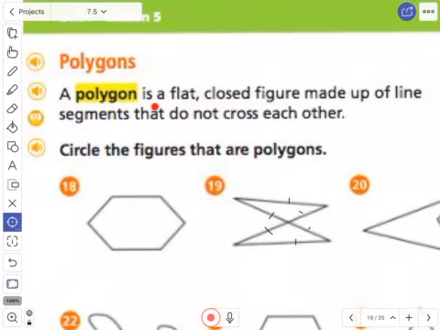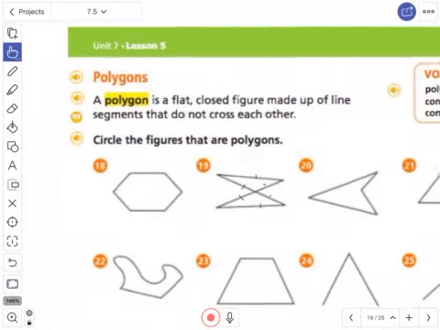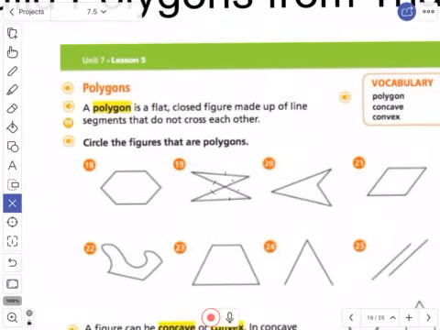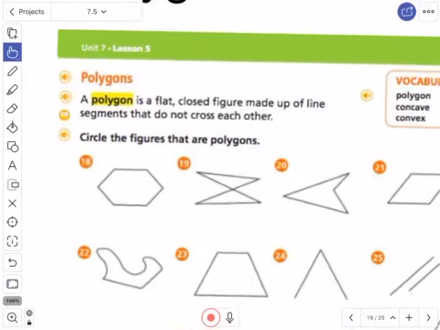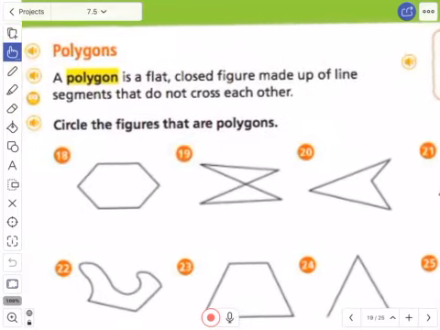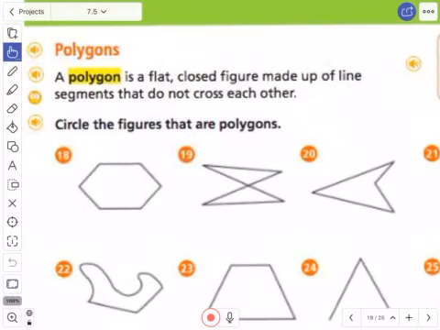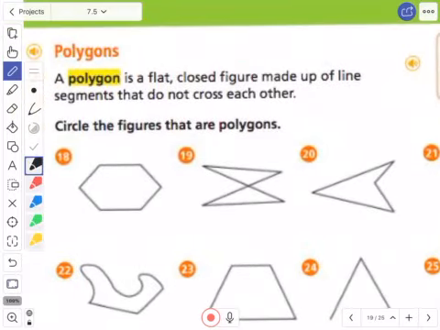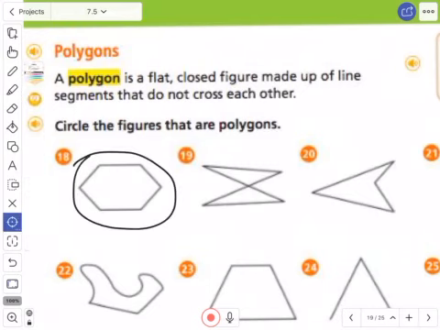Okay, so the first part we're going to be looking at is a polygon. A polygon is a flat, closed figure made up of line segments that do not cross each other. I left some marks on there. I was doing some practicing before this. This first part on your page says, in black bold, circle the figures that are polygons. I'm going to do a couple for you to show you which ones are polygons and which ones are not. So this shape is a polygon. The reason why it's a polygon is it's closed.